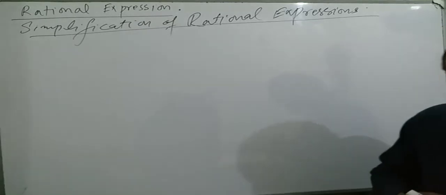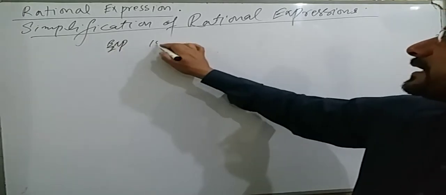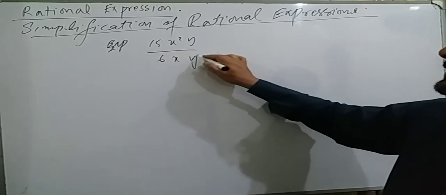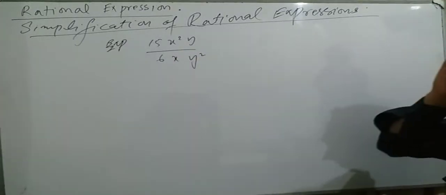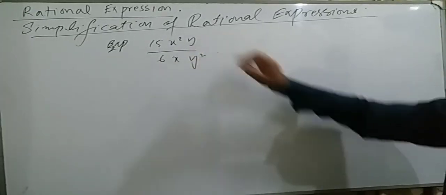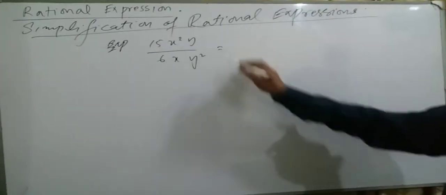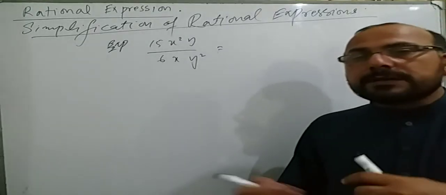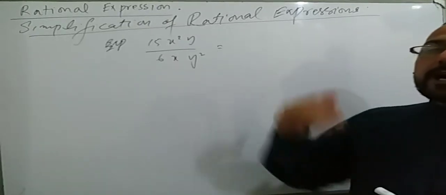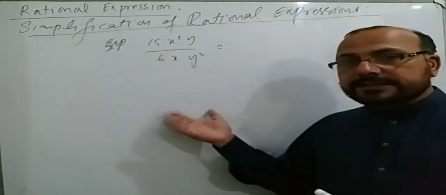For example, if we have single term expressions, through an example I am going to explain: 15x square y divided by, suppose, 6xy square, like this. This is a single term expression, and this is also a single term expression, but this is called what? A rational expression, in which we have two variables in the numerator as well as in the denominator. What we have to do is simplify numbers with numbers and variables with variables. We have studied in the laws of exponents how to do simplification if we have a chance of simplification in the numerator as well as in the denominator.